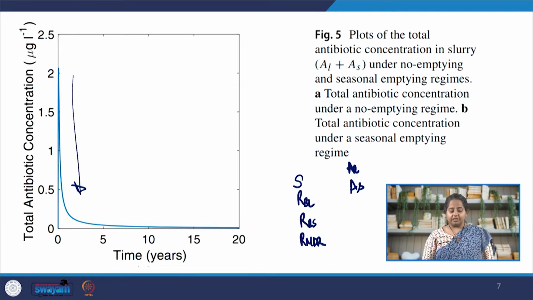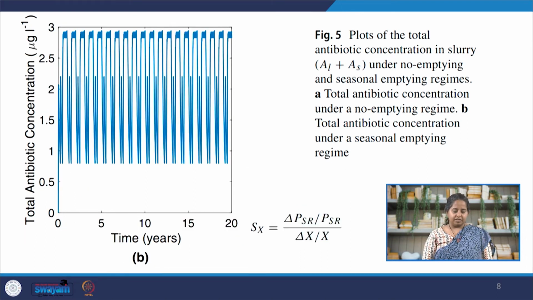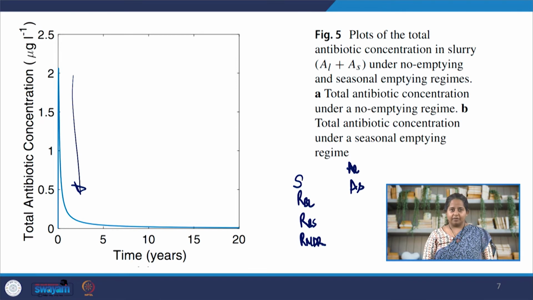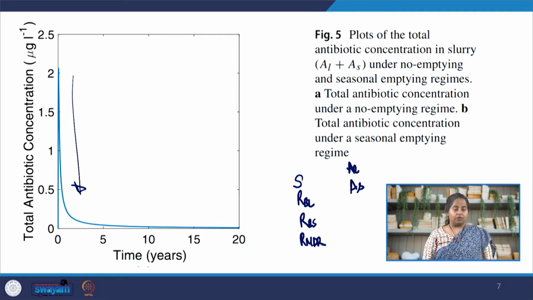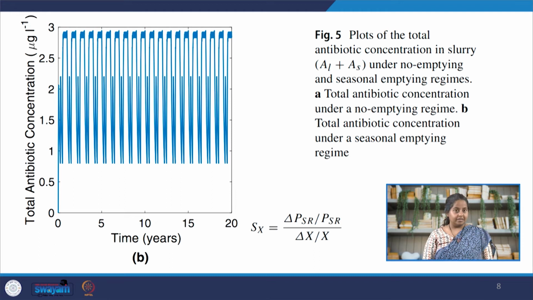So, even though this has not been experimented, the model is telling us that when we change the seasonal emptying regime of the slurry tank, the antibiotic concentration varies. So, if we do not empty at all, then it goes down. If we are doing seasonal emptying, then it fluctuates. So, we know that no emptying seems to be better for controlling antibiotic concentration than seasonal emptying.